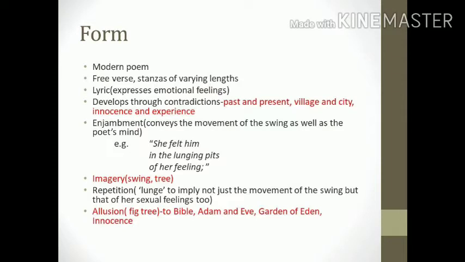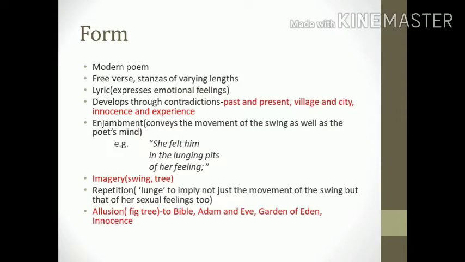The poet uses different devices which contribute to its theme. Say, for example, enjambment. What is enjambment? A line of poem runs to the second line without having a punctuation at the end. Almost all lines fall into this category, implying the movement of the swing as well as the movement of the poet's mind to the past.